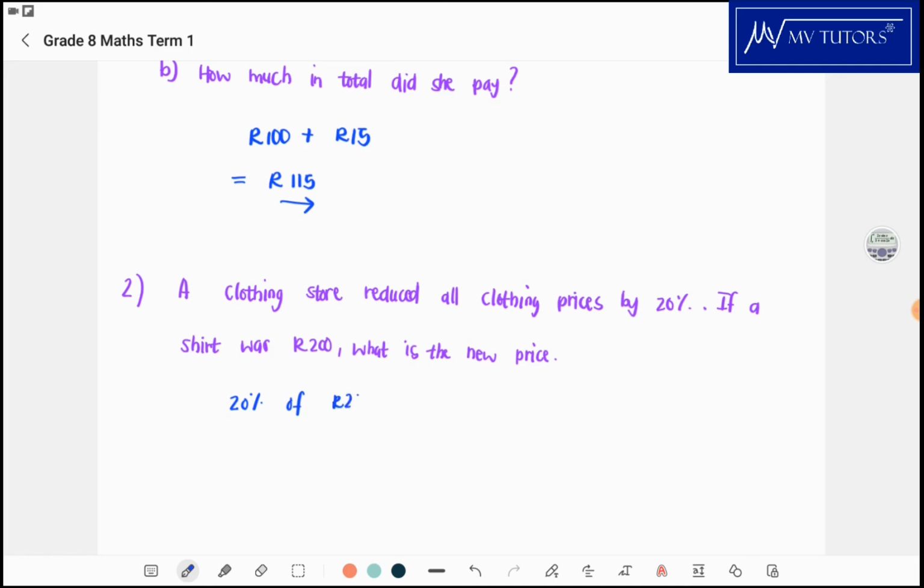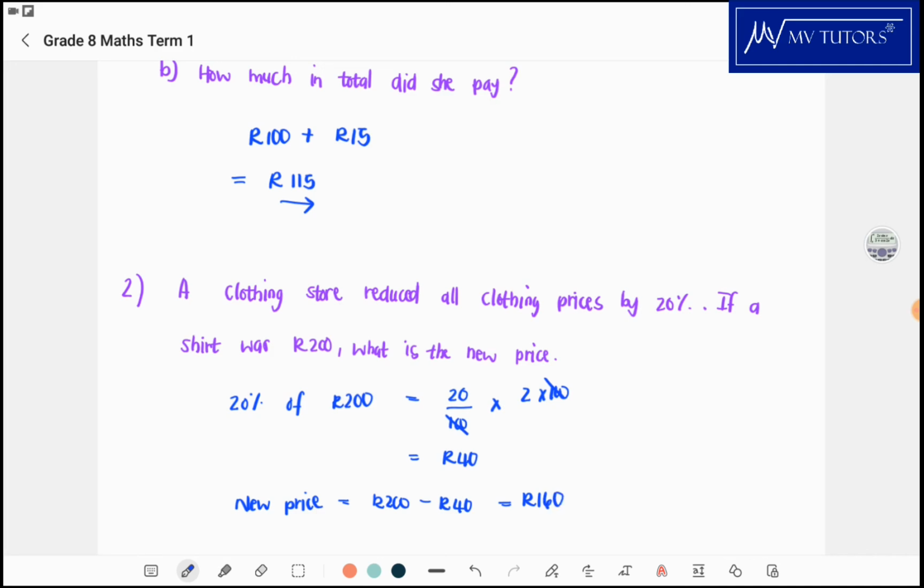So 20% of 200 Rand is the same as saying 20 per 100 multiplied by 200. 200 is just 2 times 100. So 100 divided by 100 will cancel out. Now you have 2 times 20, which is simply 40. So 20% of 200 is 40 Rand. Now, if a shirt was 200 Rand, what is the new price? The new price is 200 minus the discount of 40 Rand, and you get a total of 160.